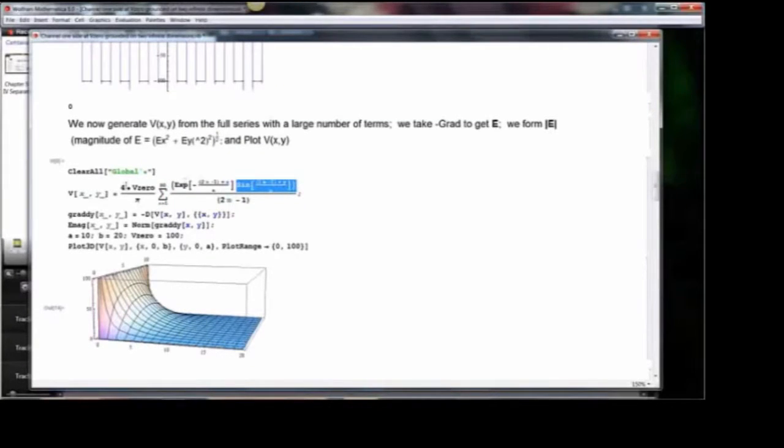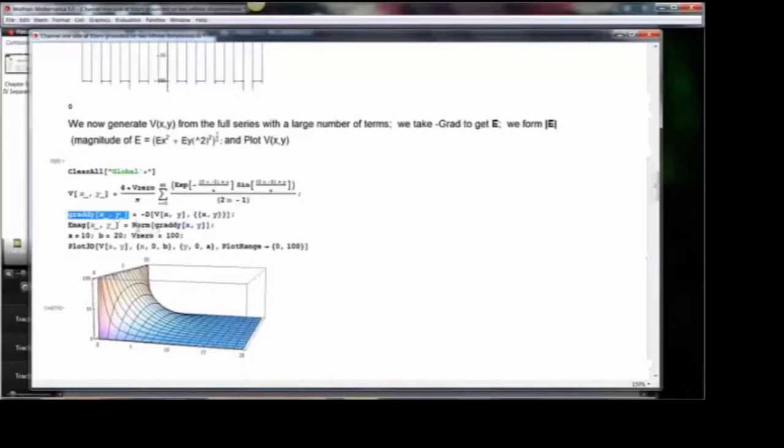Let's take a look at that. We'll plot this. But before that, we're going to take minus the gradient, and since this is an xy dependent function, we take it with respect to x and with respect to y. So those are the partial derivatives. We're also going to find the magnitude of the E field. This is the E field. I called it Grady, but it's really the E field because of the minus sign. We're just going to take the magnitude of E, which is going to be what's called the norm of this vector here.